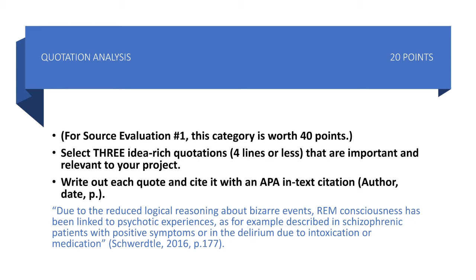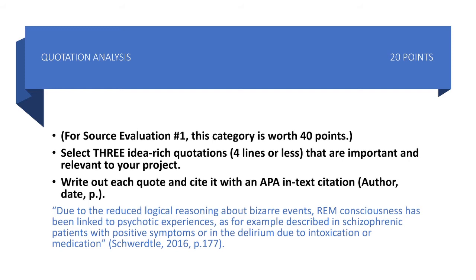Moving right along to the next requirement, an important one, a big one, worth 20 points for source evaluations 2, 3, 4, and 5, but worth 40 points for this first source evaluation. Be careful that you meet all of the requirements I'm about to spell out, because you can lose a lot of points for every mistake and omission. They'll be doubly costly the first time around.